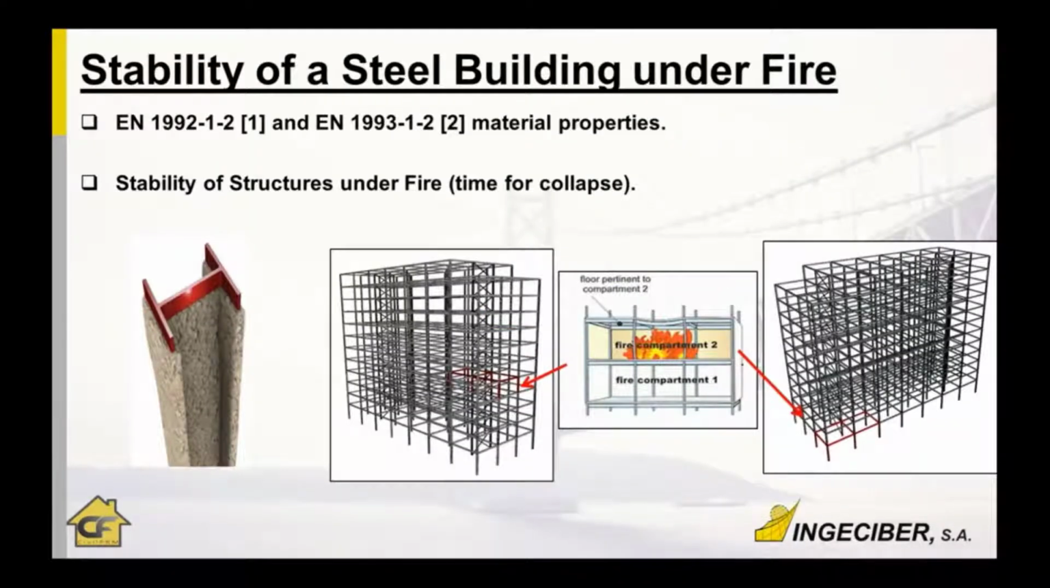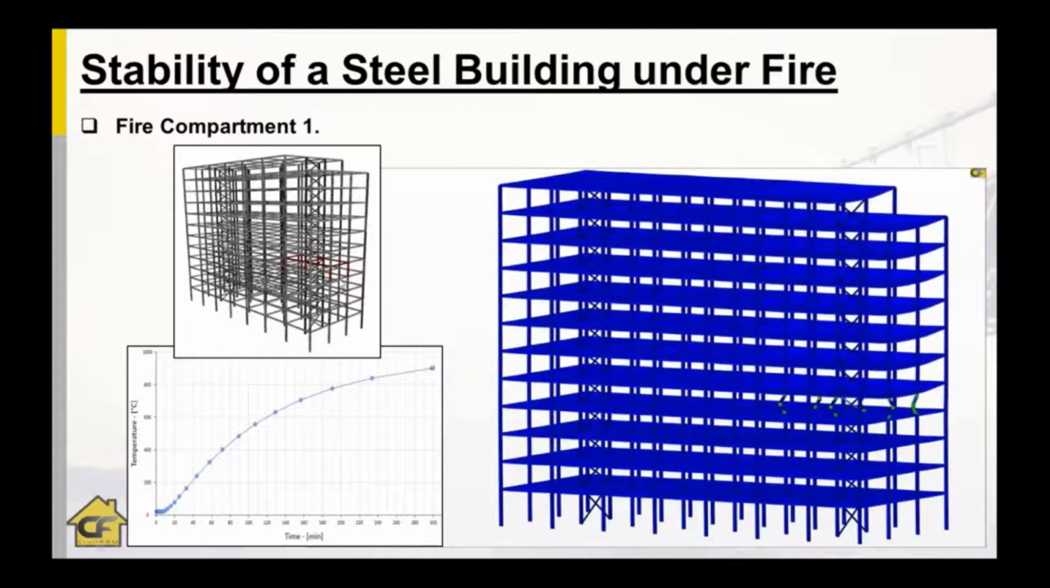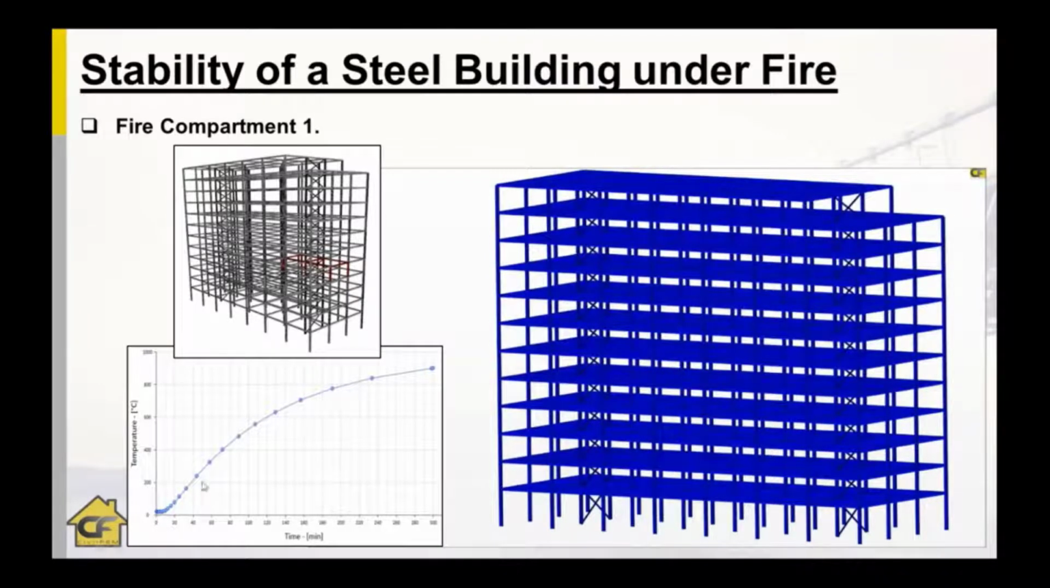Another example we already did in a webinar is the stability of a steel building under fire, with some insulation for the steel. And in this building we apply a fire into different compartments of the building. In the first one here we apply the fire, and this is the temperature versus time on the steel part that is covered by this insulation. So this is the time that the temperature reaches inside it.